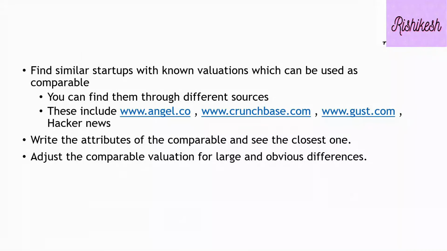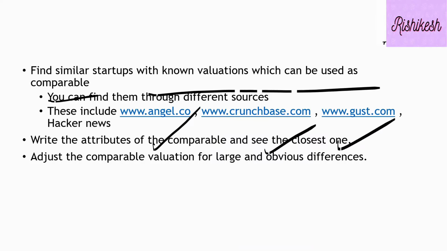Now once you build up this short profile, what you have to do is find out similar startups with known valuations. So once you have built up a short profile, find out similar startups whose valuations are known. For finding similar startups, you can find them through various sources, and some of these sources include Angel.co, Crunchbase.com, Gust.com, Hacker News, and many others. This is not an exhaustive list, right? You can find it from a number of other places as well.